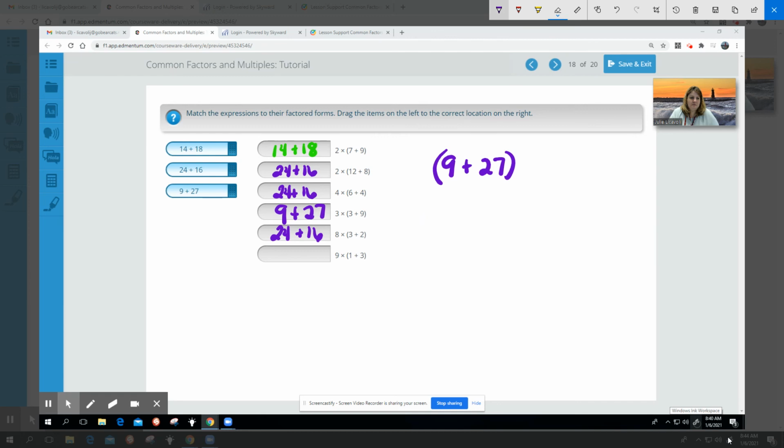And 3 times 3 is 9. So let's see what happens if we pull a 9 out. So 9 comes out. And inside, 9 times 1 is 9. And 9 times 3 is 27. So we have this expression right here also equals 9 plus 27. And I'm weird, so I like everything the same color. 14 plus 18. All right, so this is the explanation of that.